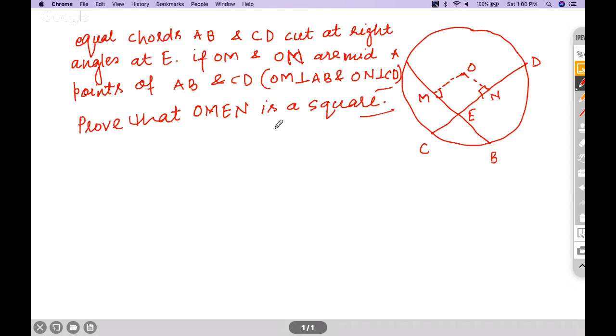So this is the last question. After that, I will wrap. Just the last question. You should know that this angle E is 90 degrees.